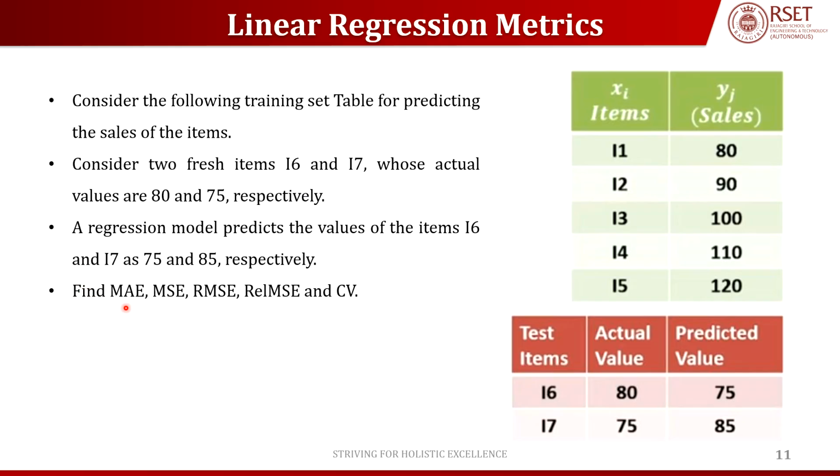Those are MAE, MSE, RMSE, relative MSE and CV. We will see each of these. There are formulas for each of these. So here I have taken a sample data set. This is for predicting the sale of items. There are two fresh items, say I6 and I7. Their actual values are 80 and 75, but the predicted values using the model are 75 and 85. So whether it is a good prediction or not, how will we evaluate it?